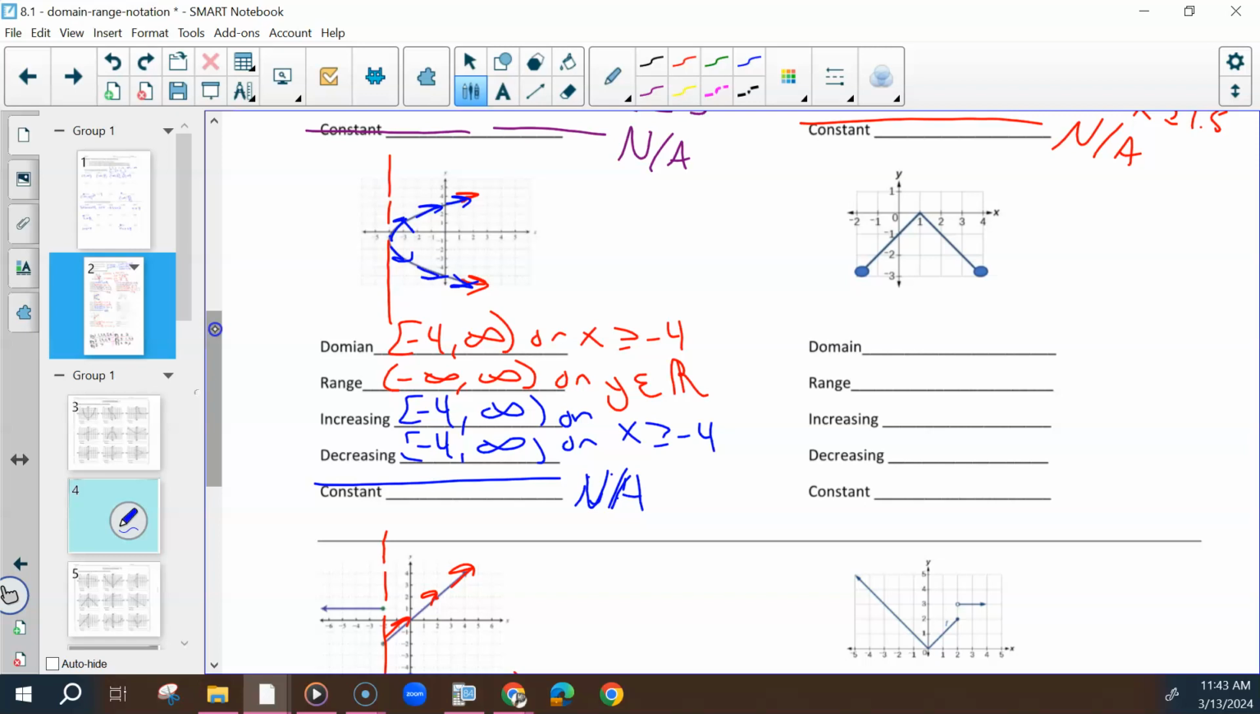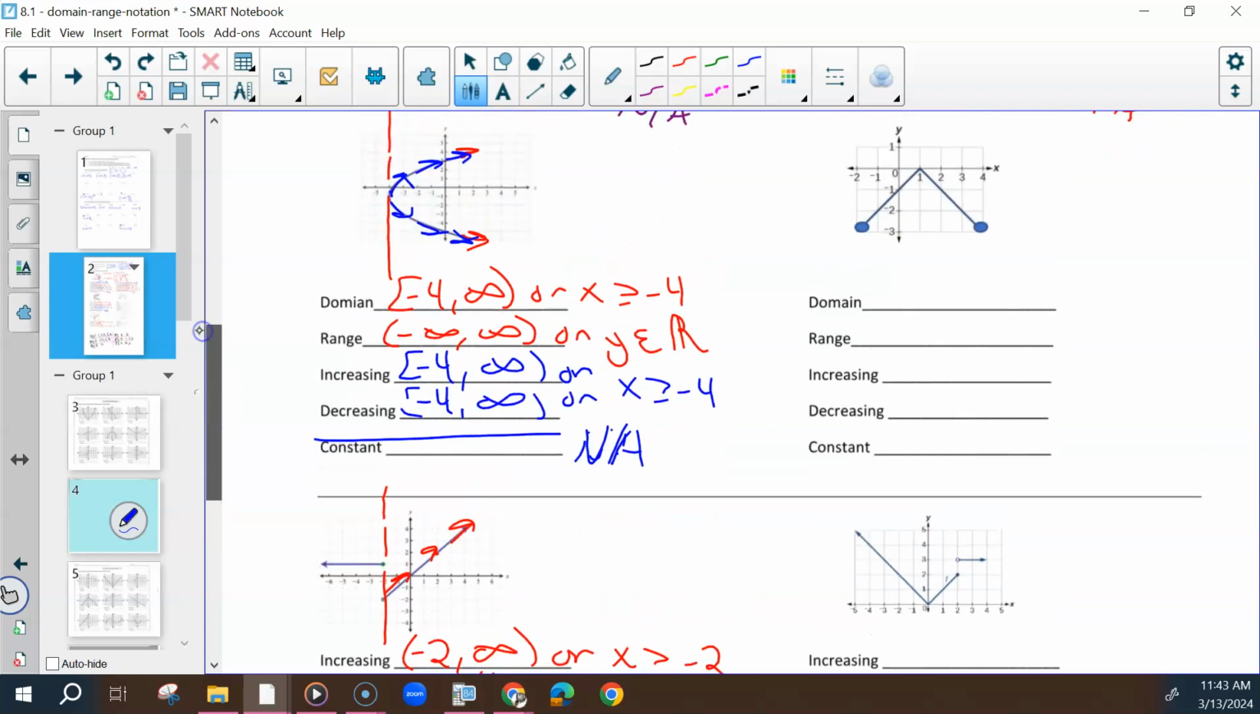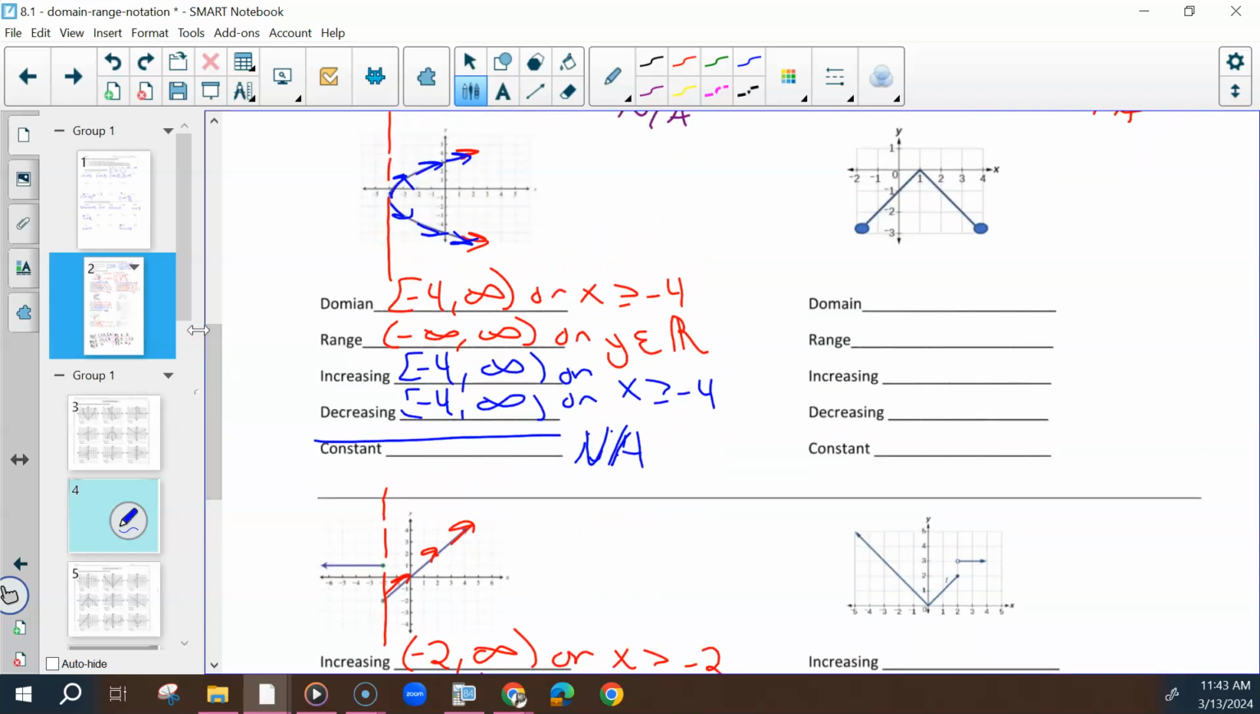Other questions? So, quick question. You would be able to find a constant for the one to the left, or to the right, and then down one. That quick. This one you would have a constant. This one you would not. You don't see any horizontal straight lines. Other general questions?